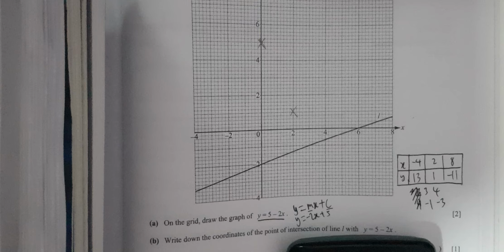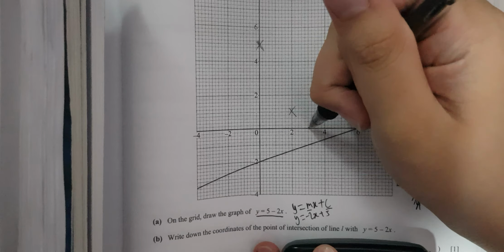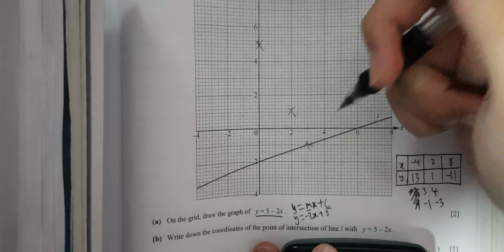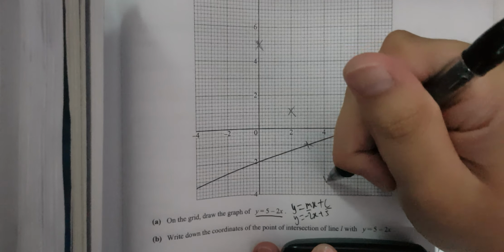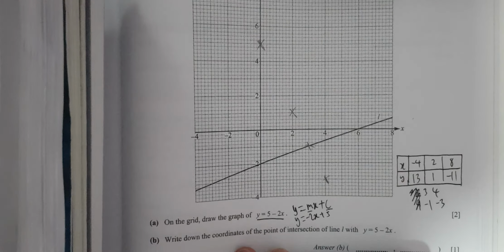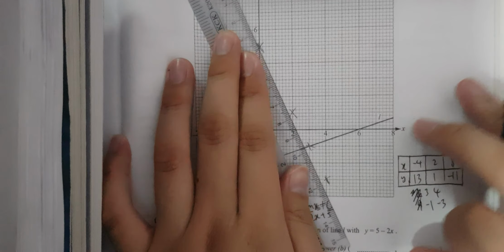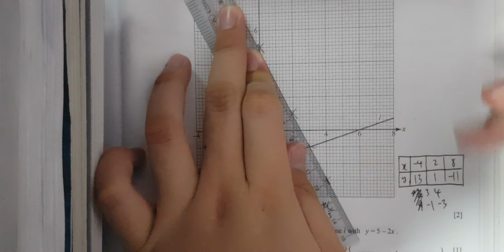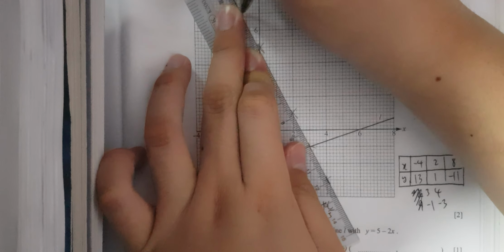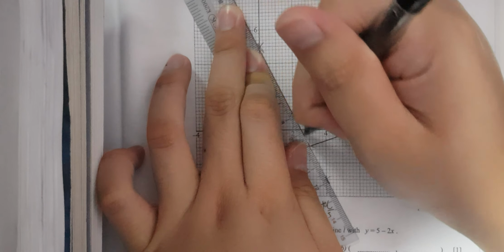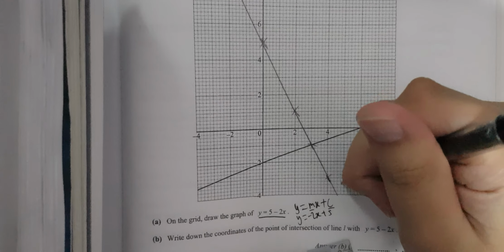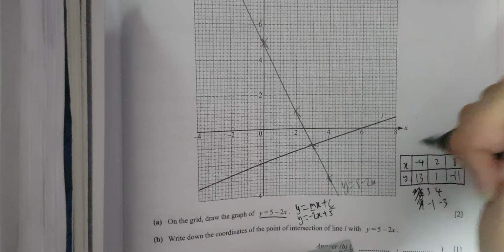So in this case, I can plot 2 more points. So 3, -1 is right over here, and 4, -3 is right over here. And this should be enough for me to draw my graph. I have such limited space to draw. So this is what my graph will look like. So this is my graph of y equals 5 minus 2x.